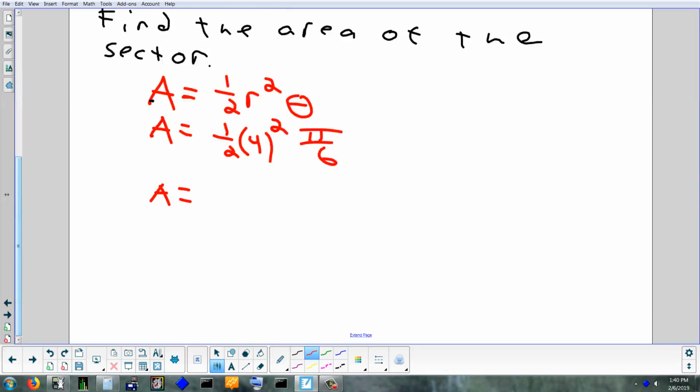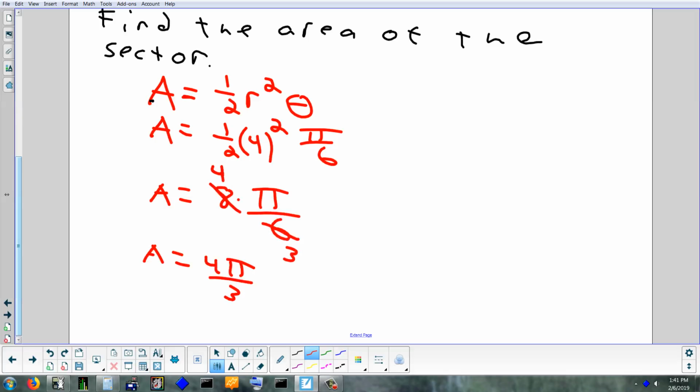Right, so now just follow order of operations. Do your exponent first. 4 to the second power gives me 16, and then times 1/2, 8. 8 times pi over 6. I can reduce that a little bit. What goes into both 8 and 6? 2. So I end up with 4 pi over 3.